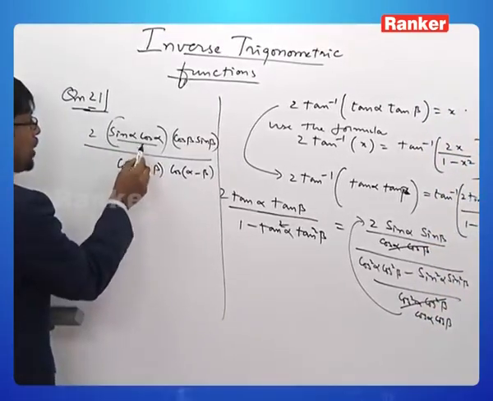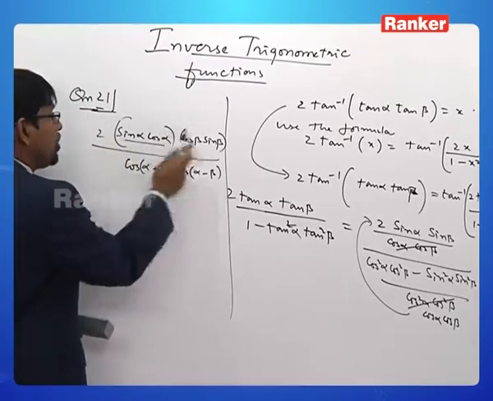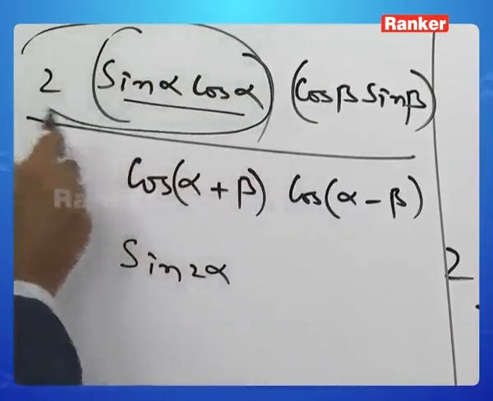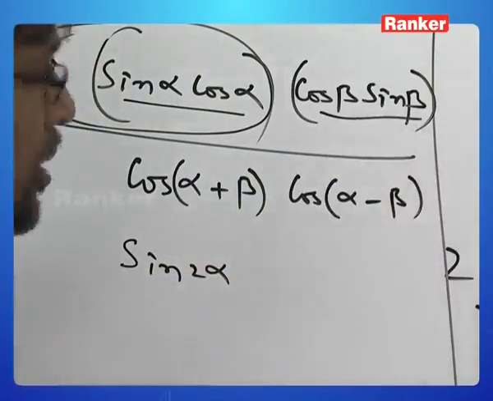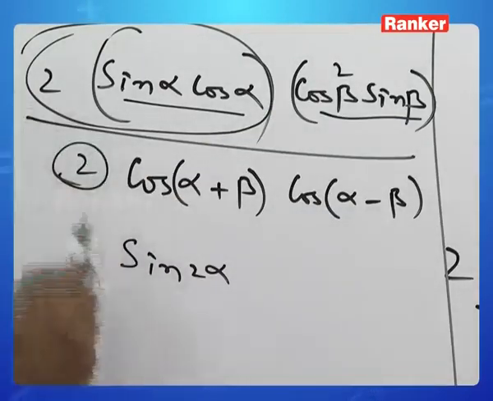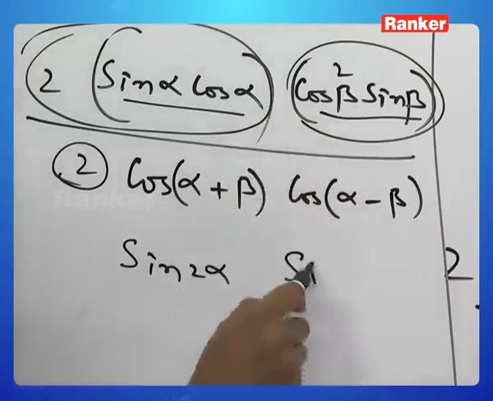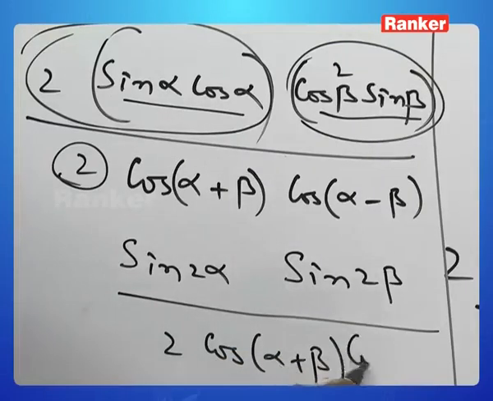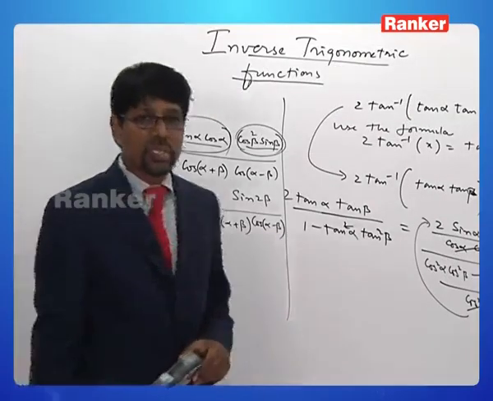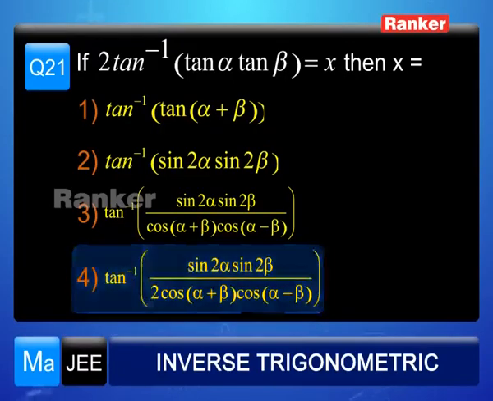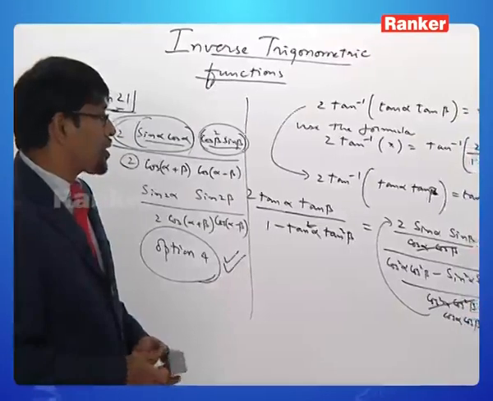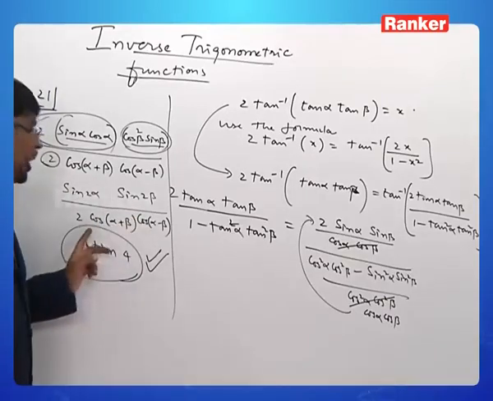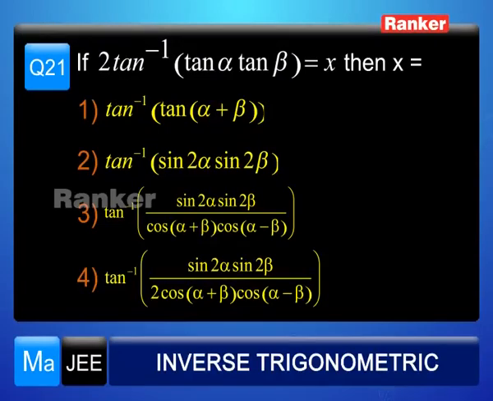Now if I have to convert this into sine 2 alpha, I need to multiply this by 2. So 1, 2, we can borrow from here. So we have here sine 2 alpha, this 2 sine alpha cos alpha. But I need to write this also as sine 2 beta. So I can do that by compensating by dividing by 2 here. So I have 2 sine beta cos beta to be sine 2 beta. And we have therefore 2 into cos of alpha plus beta into cos of alpha minus beta. And in which option is this appearing? It's clearly appearing in option 4. So option 4 is the right answer. I had simplified this inside term, and that turned out to be sine 2 alpha into sine 2 beta divided by 2 into cos of alpha plus beta, cos of alpha minus beta, that is appearing in option 4.